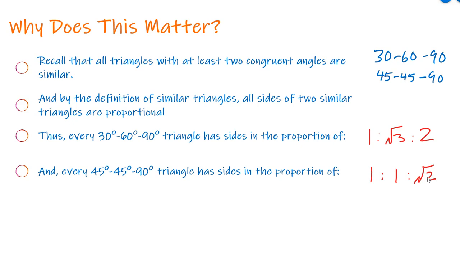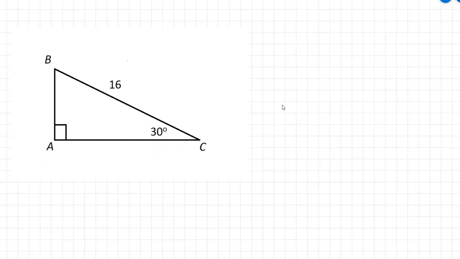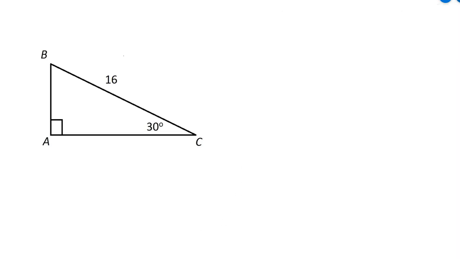That means if we know a triangle is either the 30, 60, 90 right triangle or the 45, 45, 90 right triangle, and we know the length of one side of the triangle, we're going to know the length of all three sides of the triangle. This one we're given a 30, 60, 90 right triangle, and the problem asks you to find out, well, what is AC?